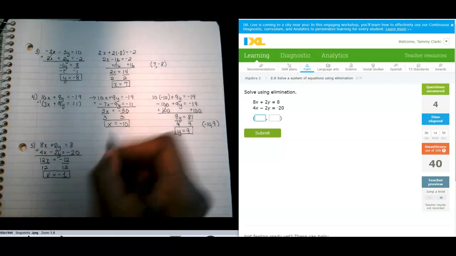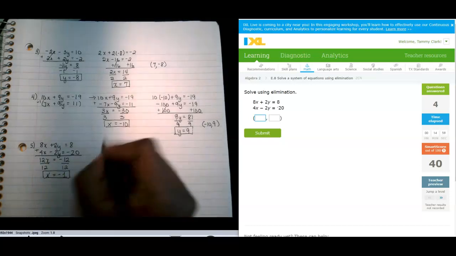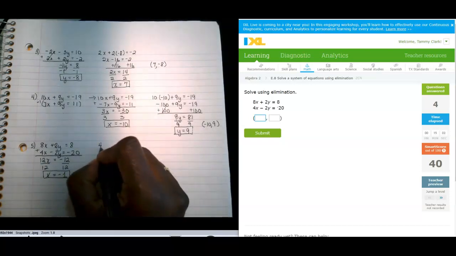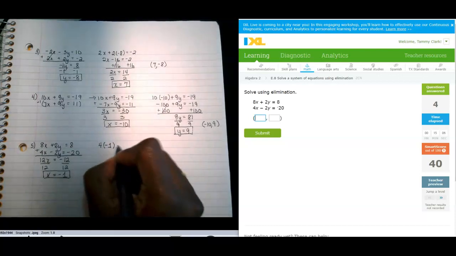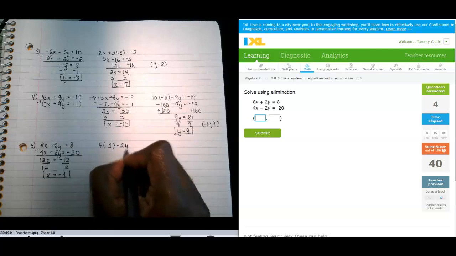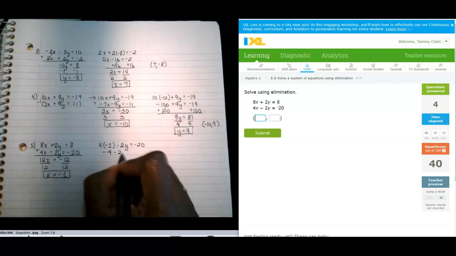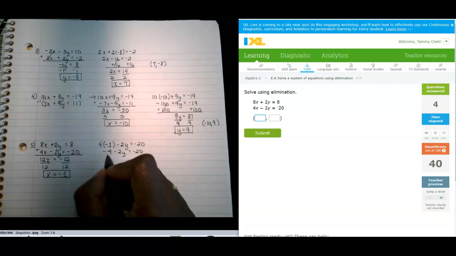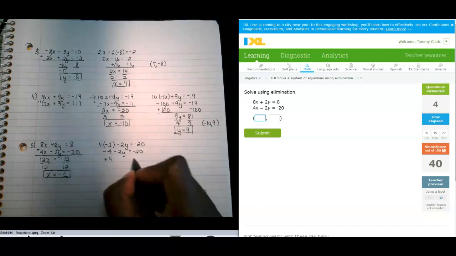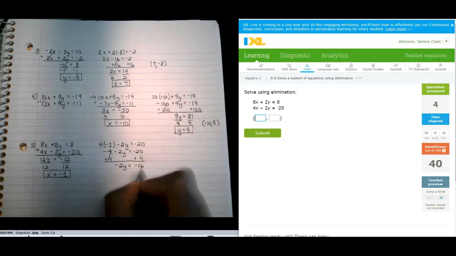We take our value of x, which is negative 1, and choose either equation to substitute that value. So I'm going to choose the second one. 4 times negative 1 minus 2 times y is equal to negative 20. That's negative 4 minus 2y is equal to negative 20. I want to eliminate the 4 so that I can start getting y by itself. So that's negative 2y is equal to negative 16.